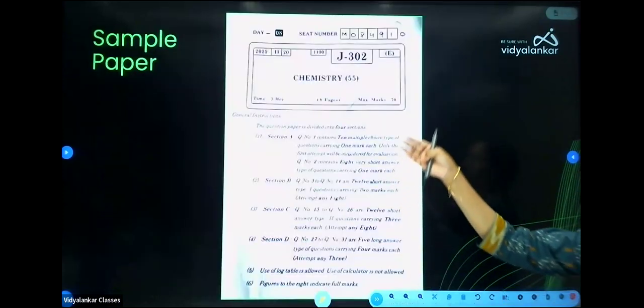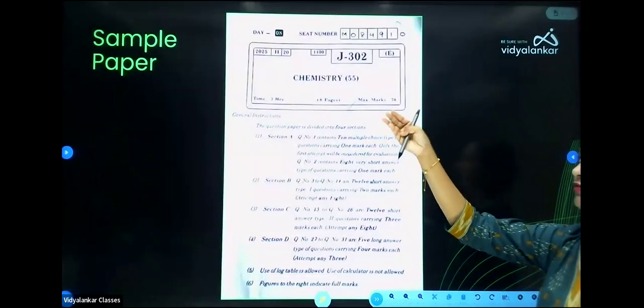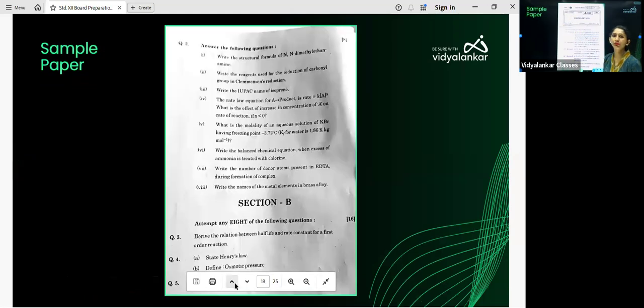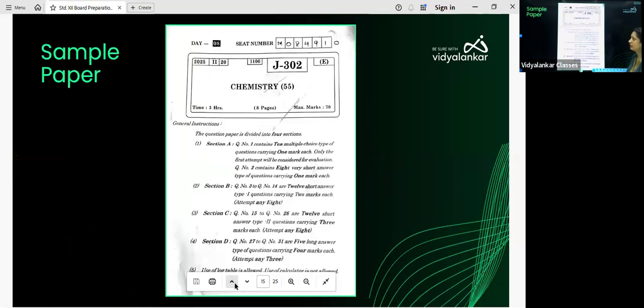Yes, so this is the sample paper of 2025. If you are observing, the paper was on 20th February 2025. This is the date of the paper of 2025. So as I said, all the general instructions are given on the very first page of the question paper. In the first 10 minutes, read all the general instructions.